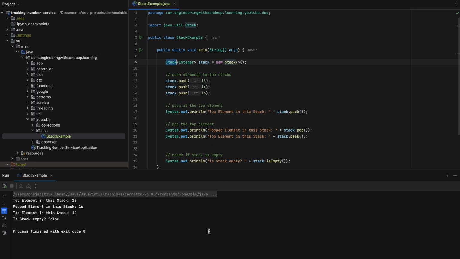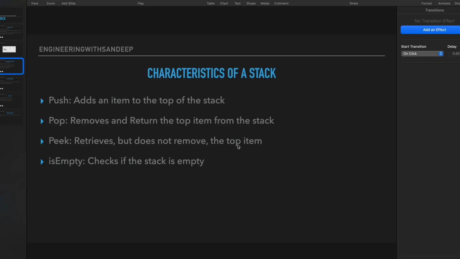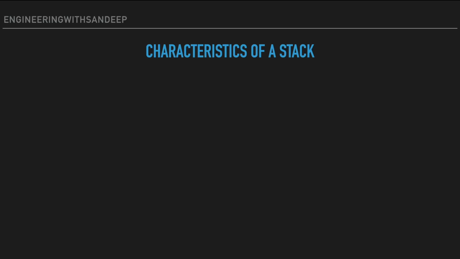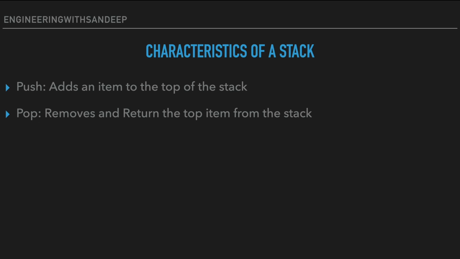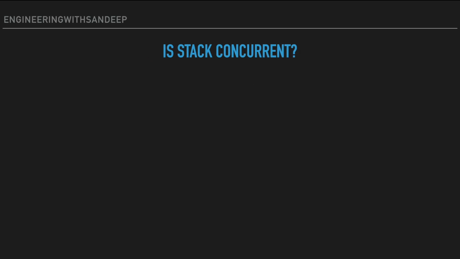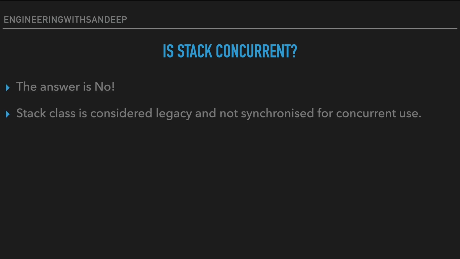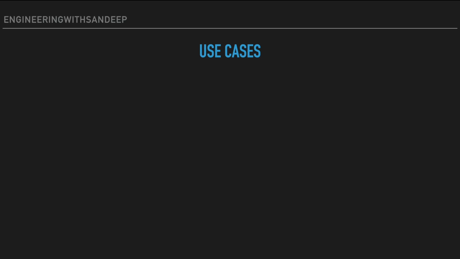Now let's understand the use cases and answer a few questions around concurrency. These are some of the characteristics of stack which we looked at before. Now the most common thing to know is: is the stack data structure concurrent? The answer is no. The Stack class is considered legacy and is not synchronized for concurrent use. So if you want to use stack operations with concurrency, a better approach is to use the Deque interface.